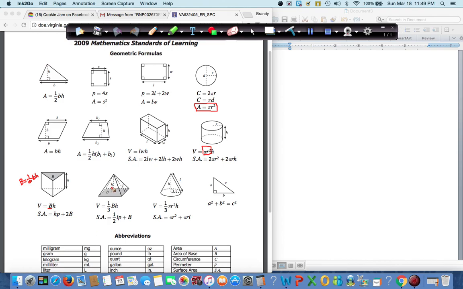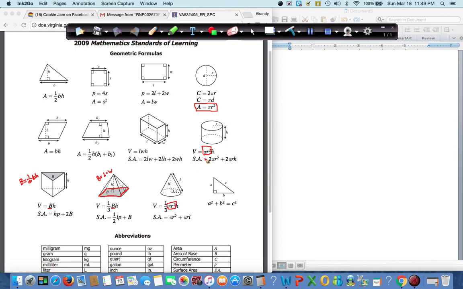Look over here at our pyramid. You see this big B? This is the area of the square. You guys all know how to find area of a square, right? So for this one, I would write big B equals length times width, because that's all it is, length times width. Okay, and actually you have to use it twice because you need it for surface area. A cone, again, look what we have right here.